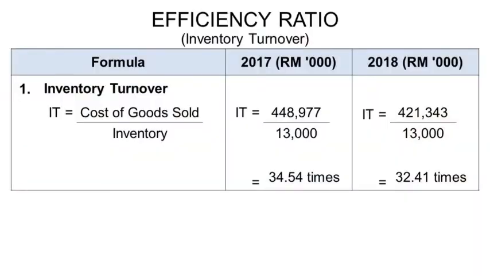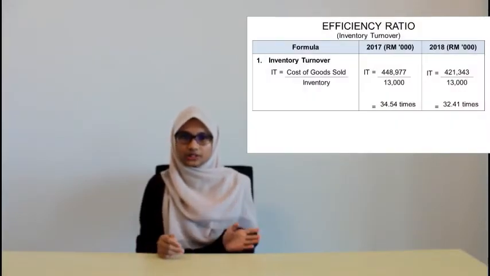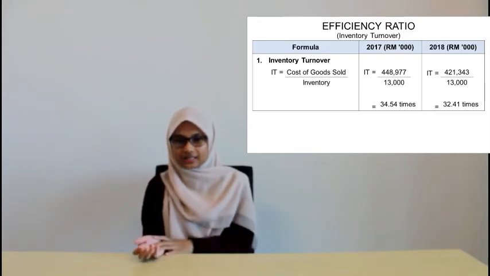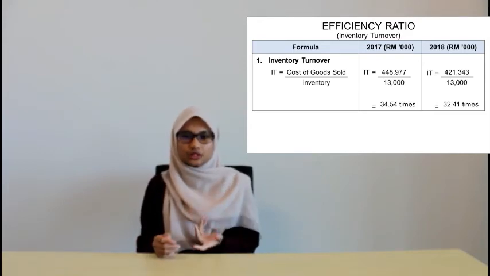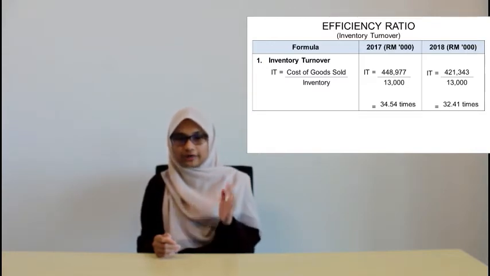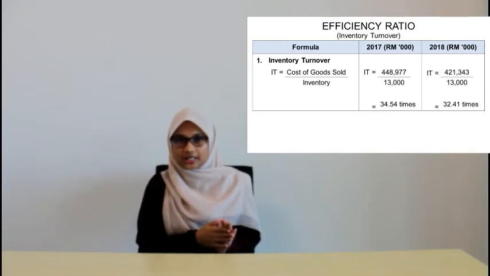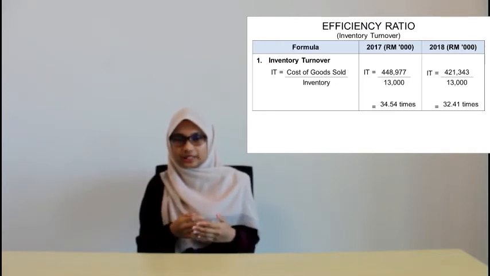Based on the table, the inventory turnover in MAHB for the year 2018 decreased by 2.13 times compared to year 2017. That means MAHB does not fully utilize its assets and the demand from the customers might be low. Therefore, MAHB should sell its assets at a reasonable price in order to prevent incurring other costs such as storage costs.